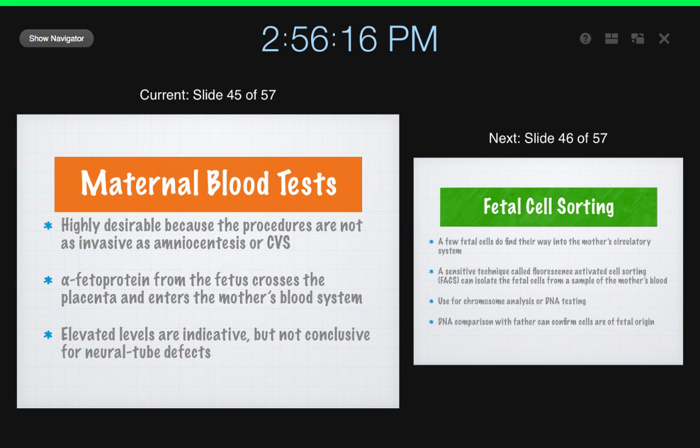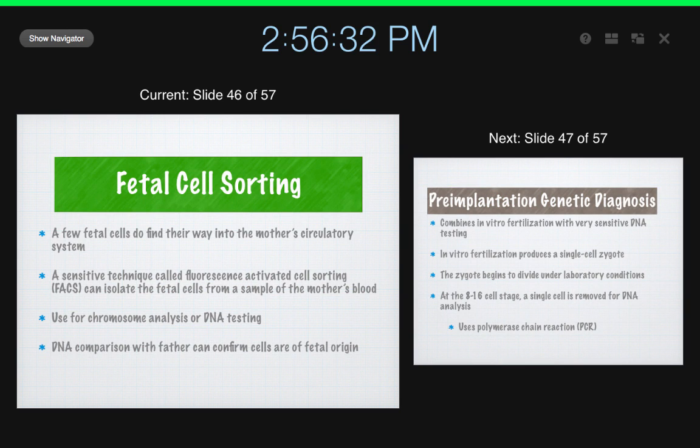Here's one that's been tested for a long time because it does cross from the fetus: alpha-fetoprotein. Elevated levels are indicative but not conclusive for neural tube defects. But we can get more specific with this now by using something called FACS, fluorescence activated cell sorting. By having an antibody that specifically reacts to antigens unique to the fetal cells, the FACS can sort cells, shooting them through a stream one cell at a time. So it is a technique for isolating a needle in the haystack, just a few of the fetal cells, and now you have a much less invasive technique.